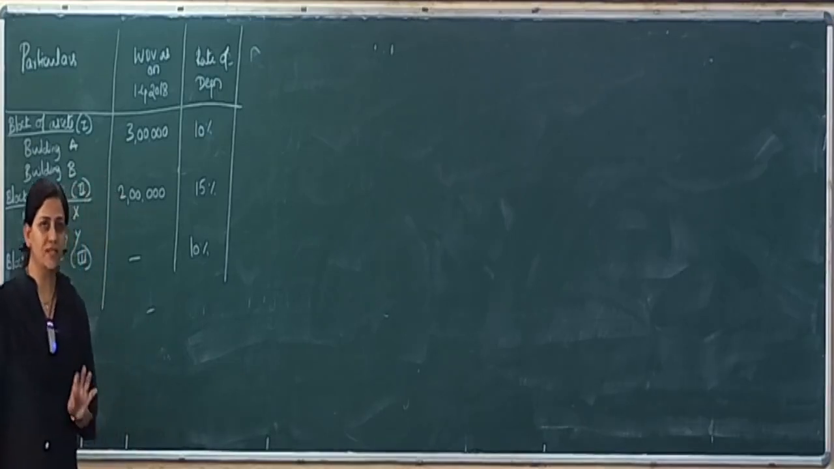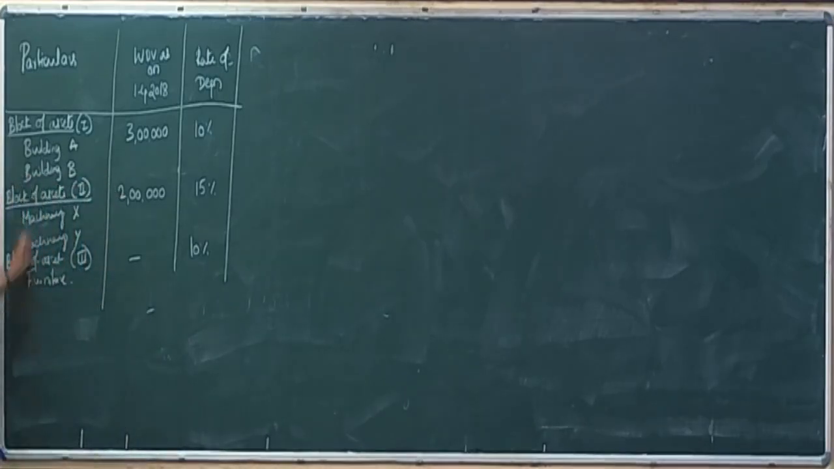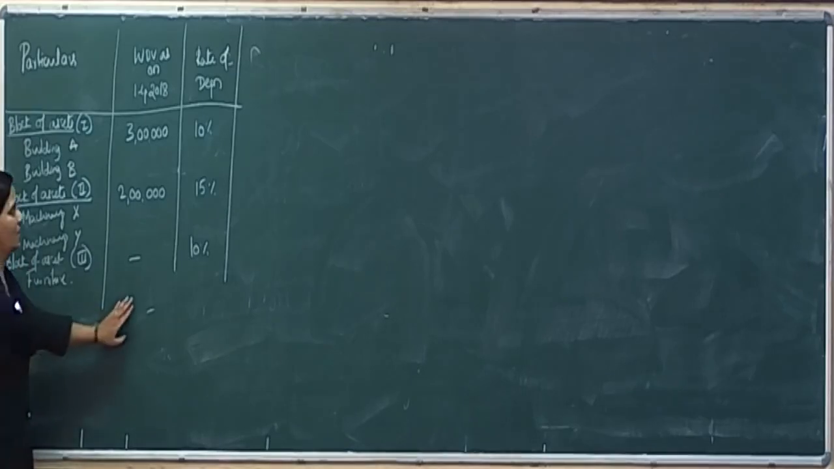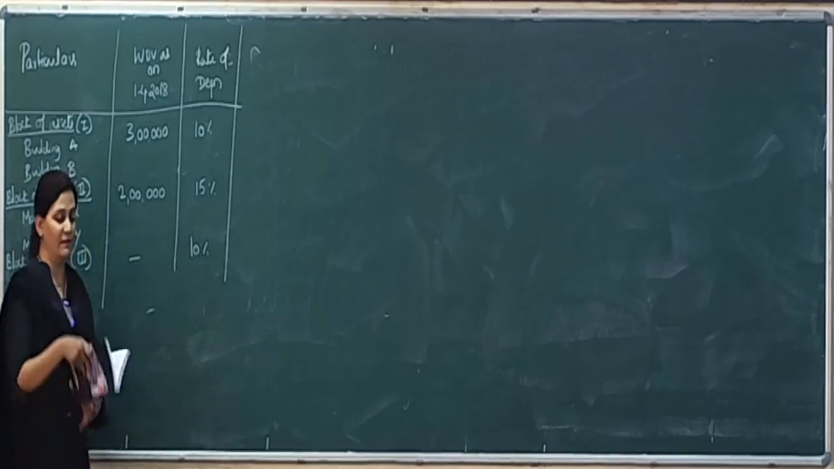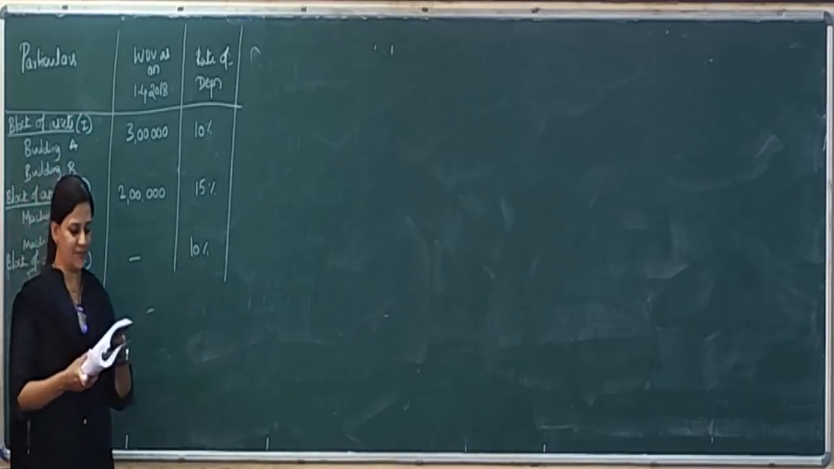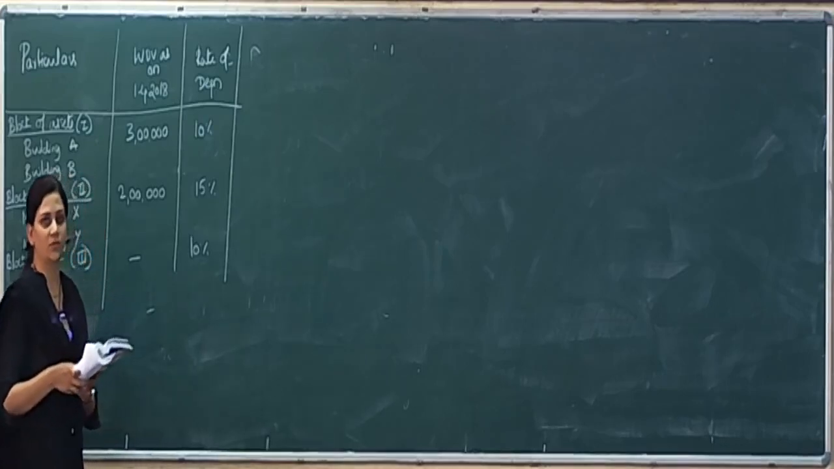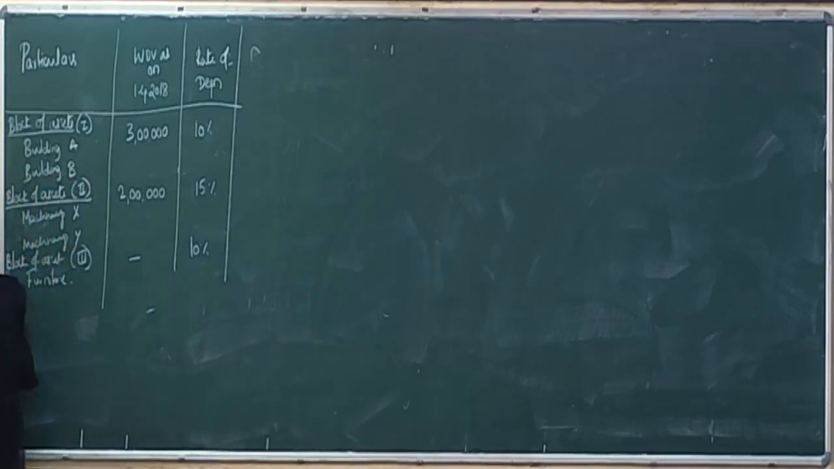Now in this problem we can see they have given the blocks of assets: the first block of asset being building, the second block being machinery, and the third block being furniture, and the written down value and the corresponding rate of depreciation is given in the problem. Further, the additional information on 15th October 2018, let us try.